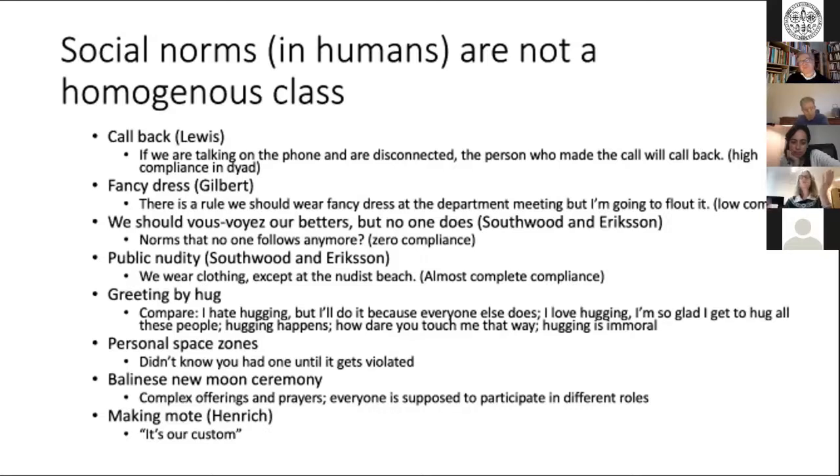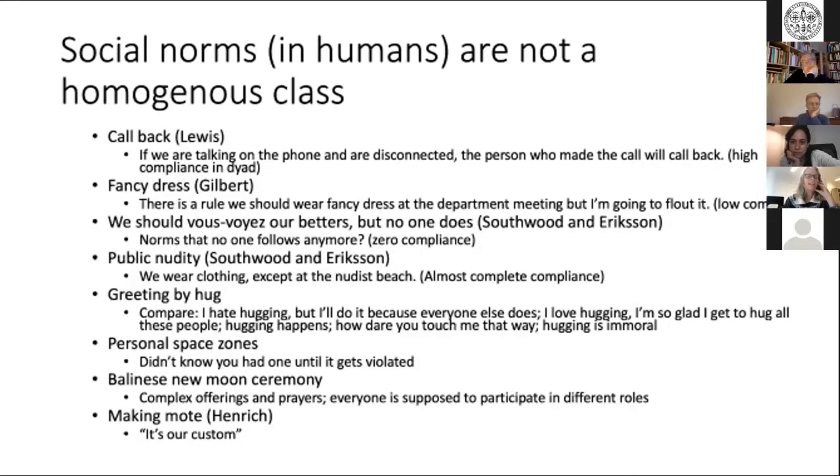Right, so that norms are not just a question of perhaps how common the behavior is in the community. A norm might be very strong even with quite low compliance for a variety of reasons. Like, for example, and this one's from Southwood and Eriksson, we should vouvoyer our betters, but nobody does that, at least around here. Right, so if there's norms that no one follows anymore, in what sense is this still a norm? Well, it's a sense in that it's discussed as a norm in the human community.